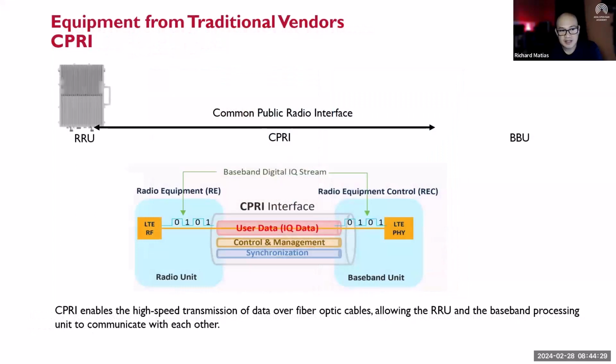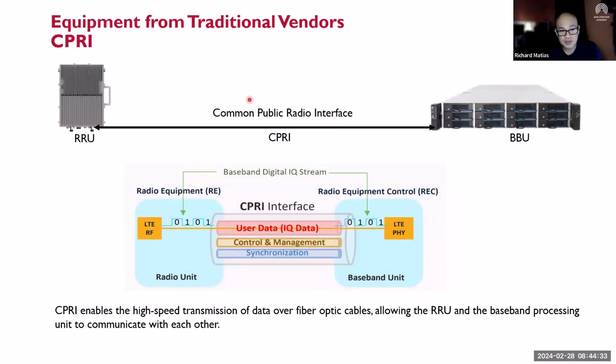And the CPRI is the one that is connecting the RRU and the BBU. We call it the common public radio interface. This is a high-speed transmission of data over a fiber optic cable. And usually the common public radio interface is proprietary, meaning the existing vendors like Huawei, Ericsson, and Nokia are the ones who design the standards, how the CPRI will be connecting these two radios.